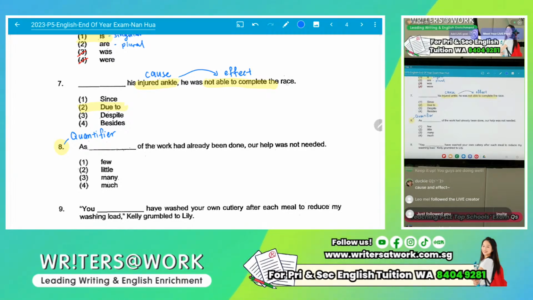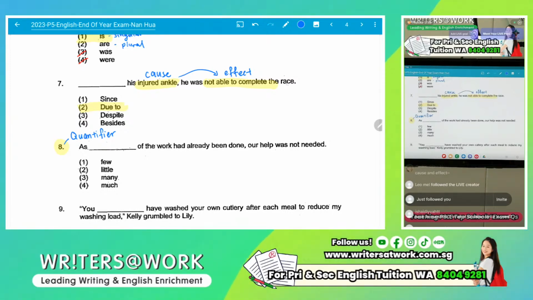You can be very sure that you might see at least some variation of it showing up in your MCQ, whether or not it's your WA, whether or not it's your prelims, or even for PSLE. Okay, so make sure you get this simple question right. Don't lose marks on questions like these.